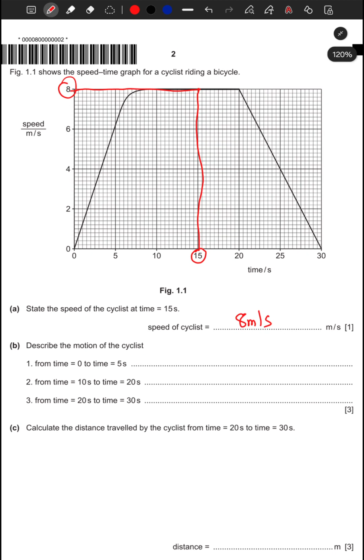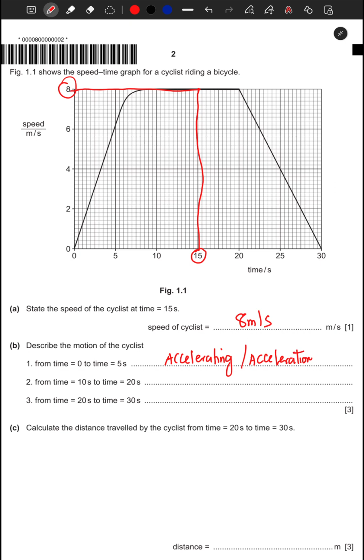Next, describe the motion of the cyclist. So we are describing this motion of the cyclist, number 1, from 0 to 5 seconds. What is the motion? Look at it, it's moving like that. 5 seconds is ending there, it is accelerating. Okay, just write acceleration.